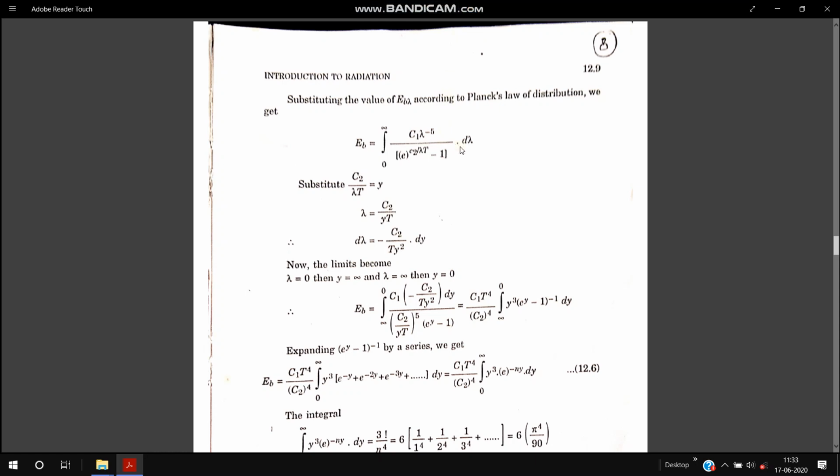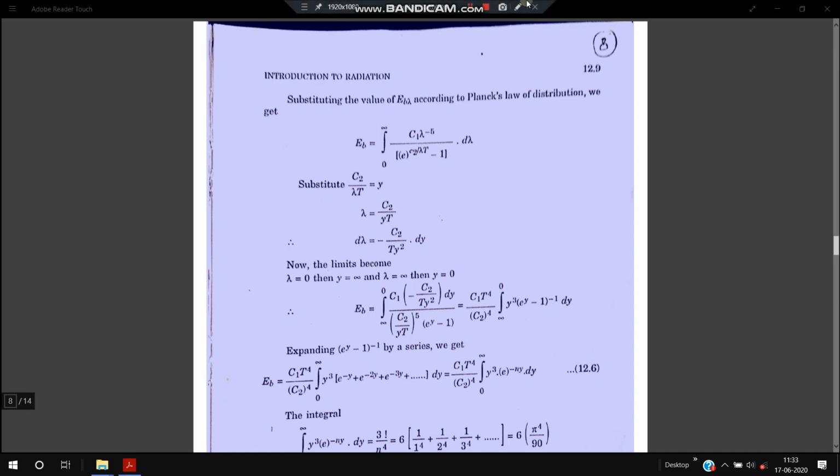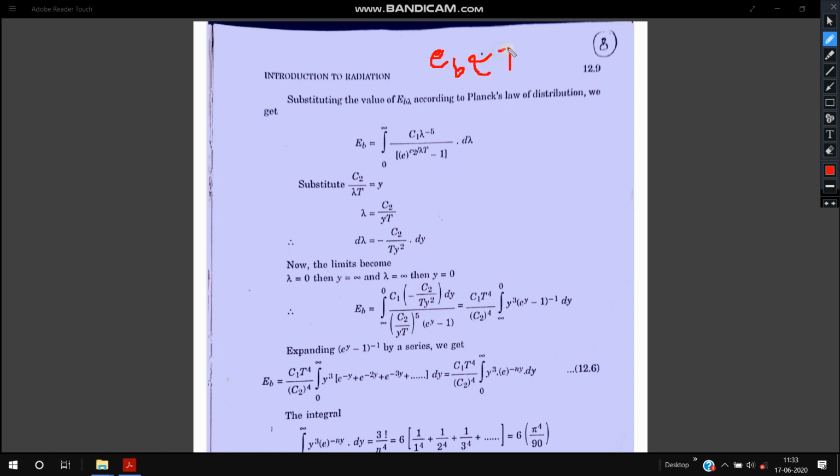Now, the Stefan-Boltzmann law. What is the Stefan-Boltzmann law? It says the emissive power of a black body is proportional to the fourth power of its absolute temperature. If we remove the proportionality sign, E_b equals sigma T raised to 4, where sigma is called the Stefan-Boltzmann constant.